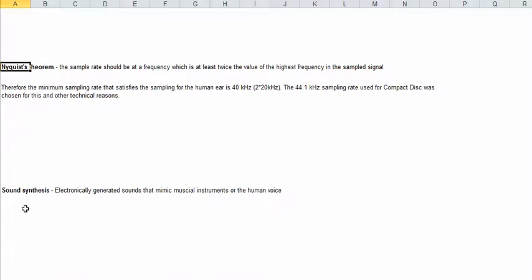You should also be familiar with the fact that it is possible to synthesize sound, to create sound. Sound synthesis, rather than sampled sound, is electronically generated sounds that mimic musical instruments or the human voice, or indeed a unique and original sound. So synthesis creates sound, whereas everything we've been discussing so far is a sample of sound, a recording of sound, but this one generates the sound in the computer.